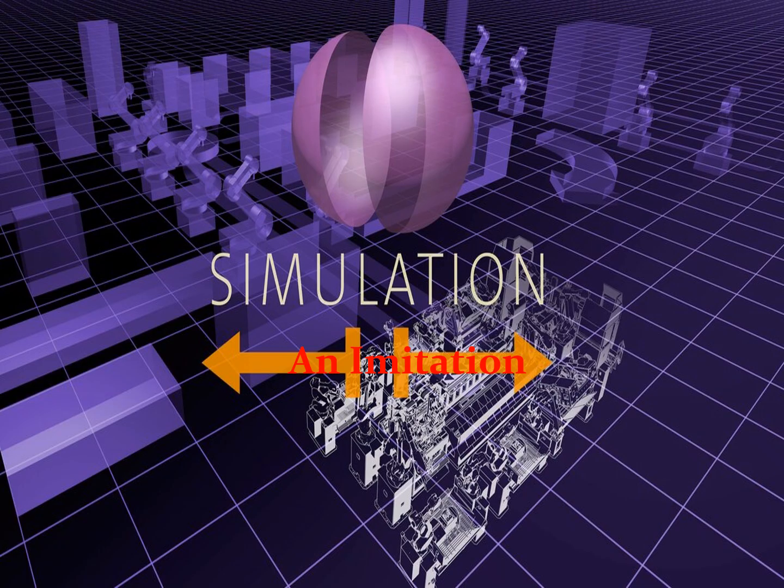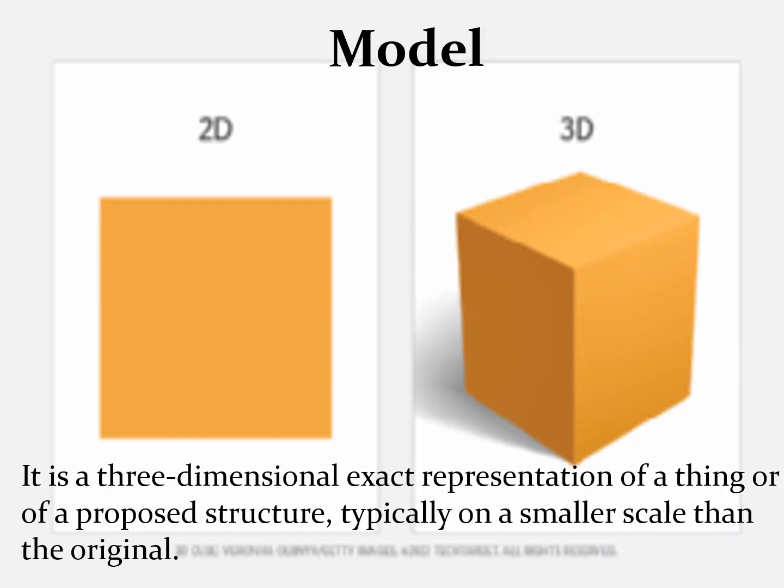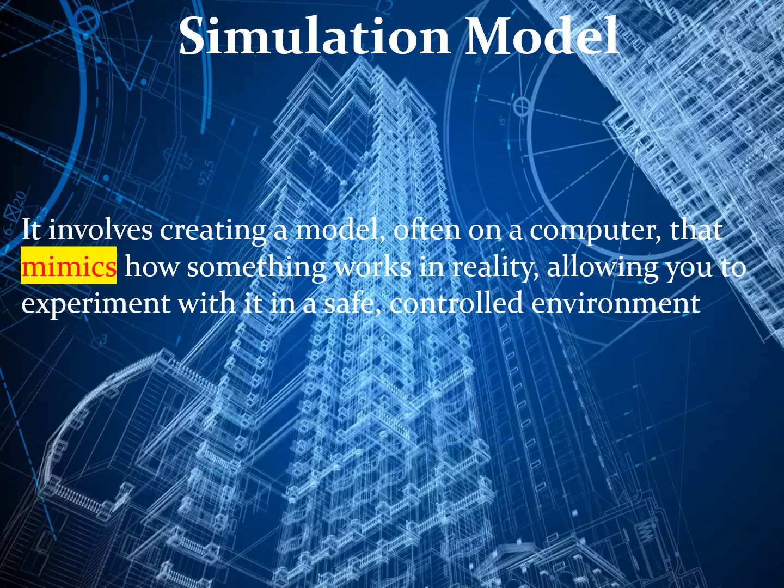Simulation is an imitation, meaning copying something else of a situation or process. We can say, a simulation is a realistic imitation of a real-world process or system used for training, testing, or predicting outcomes. After defining simulation, let's now define what is a model. A model is a three-dimensional exact representation of a thing or of a proposed structure, typically on a smaller scale than the original. After defining simulation and model, now let's talk about simulation model.